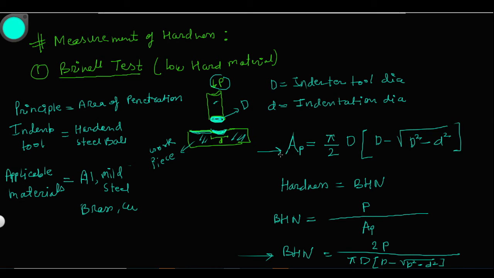Okay, and we measure BHN in units like kgf per meter square, or Newton per meter square.